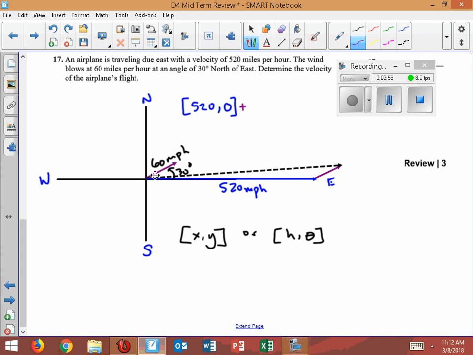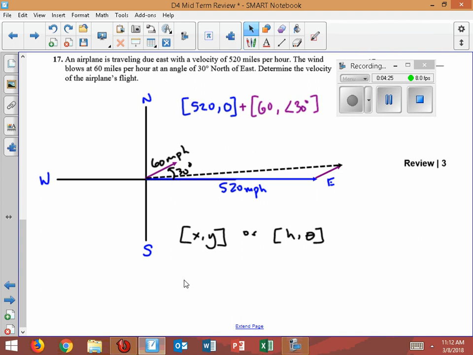Now we need to include the wind vector. So that's this vector. If you were to draw a triangle with this vector, would it be the x, the y, or the h? Since it's an h, we're going to use the h and angle format. So the h is 60, and the angle, for the calculator's purpose, is always from the x-axis, which this is, would be 30 degrees. That's an ugly angle symbol, but that's what that was supposed to be.